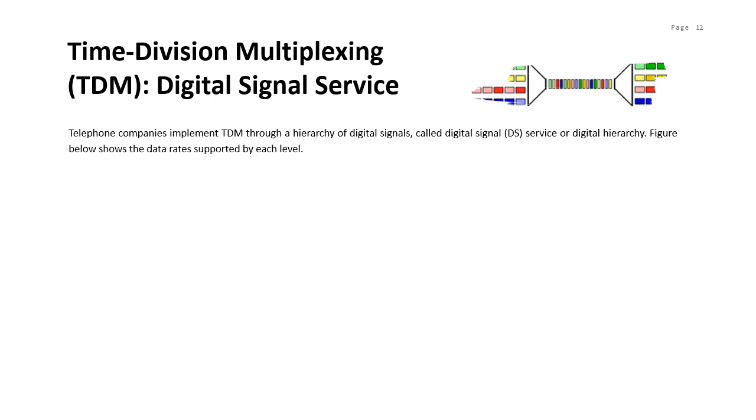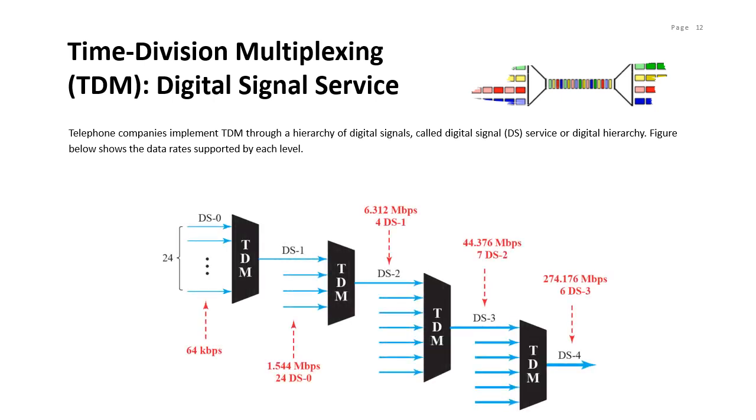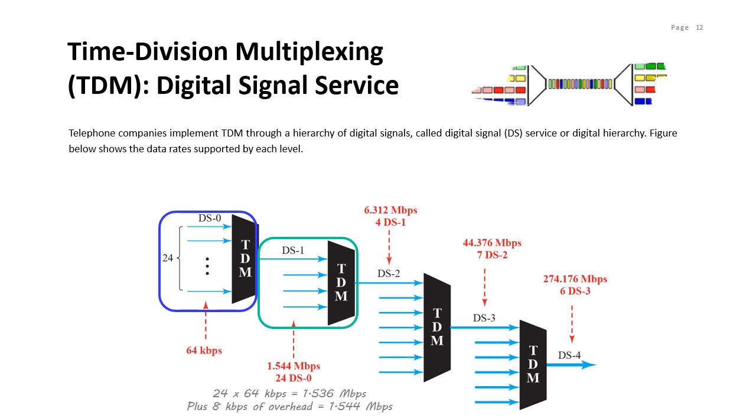Telephone companies implement TDM through a hierarchy of digital signals, called digital signal service or digital hierarchy. In this figure, we can see the data rates supported by each level. We have the DS0, a single digital channel of 64 kilobits per second. Next, we have the DS1, a 1.544 megabit per second service. 1.544 megabits per second comes from 24 times 64 kilobits per second plus 8 kilobits per second of overhead.